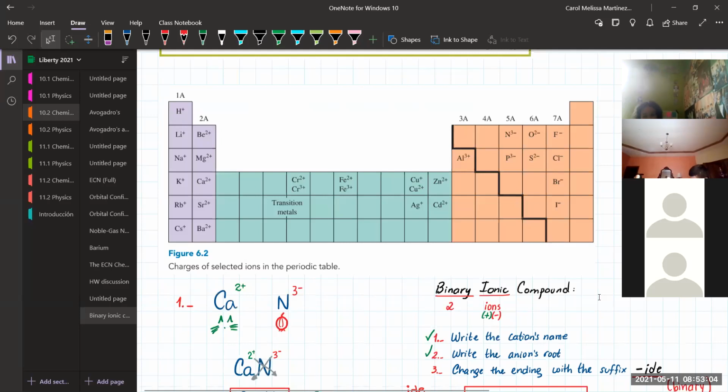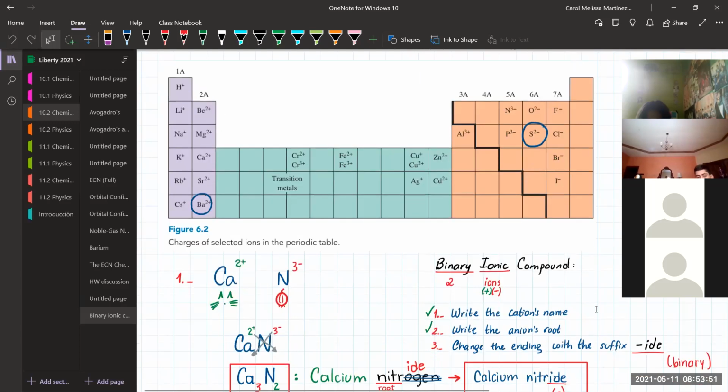Now I'm going to solve one more example with barium and sulfur, okay? Remember, in ionic compounds, I'm always combining positive and negative, positive and negative. Not two positives, not two negatives, always positive and negative. So right now I'm going to be forming a compound between barium and sulfur. So this is the second example.